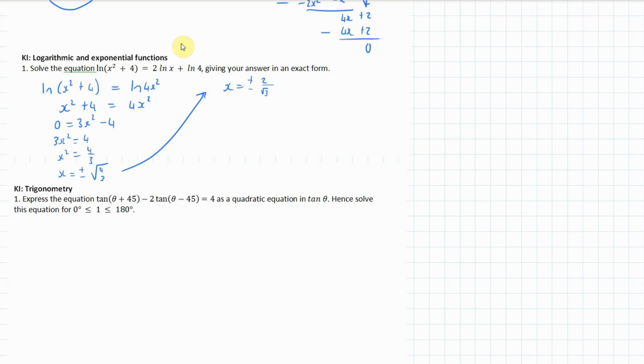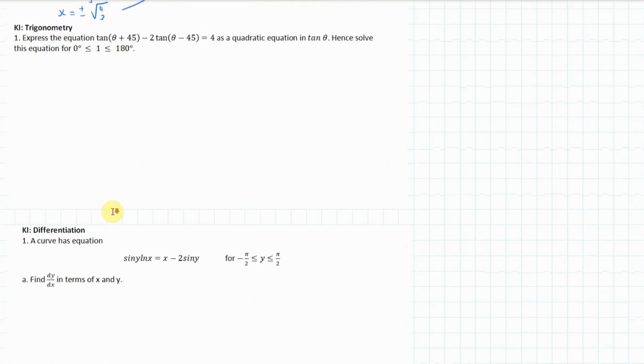Now, when you're thinking about logs, remember we can't put in a negative number. Ln x is not defined for negative values of x. So in this case, we can get rid of that one. So we'll say x equals 2 over square root 3, and that would suffice.